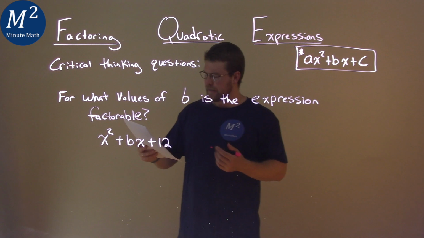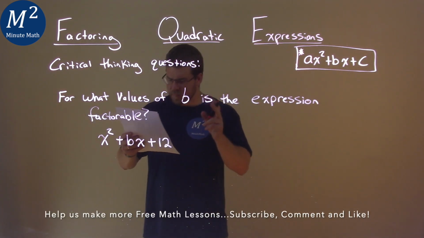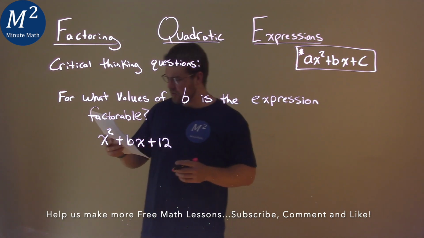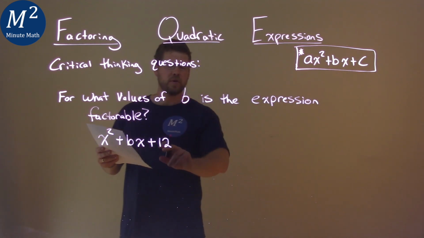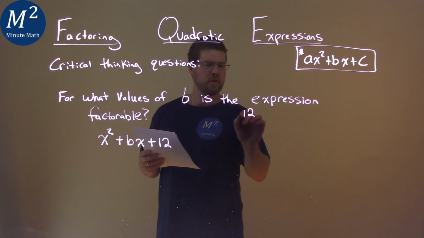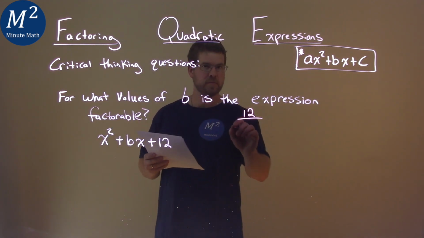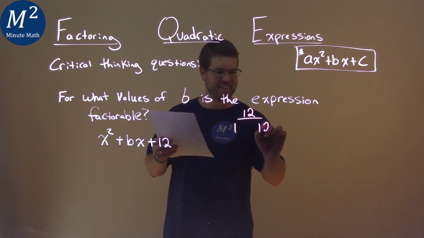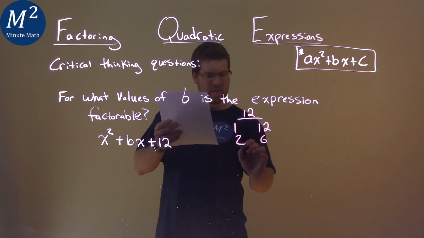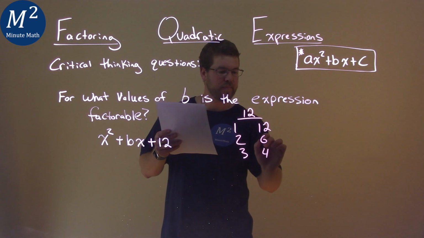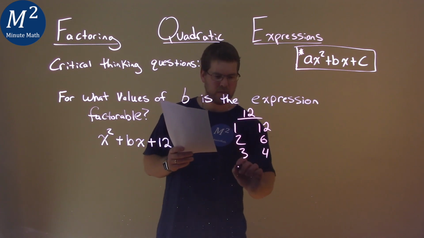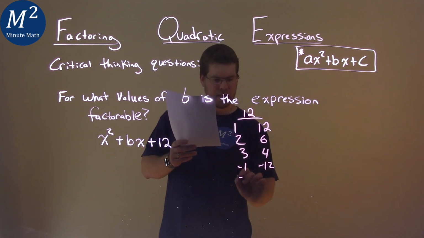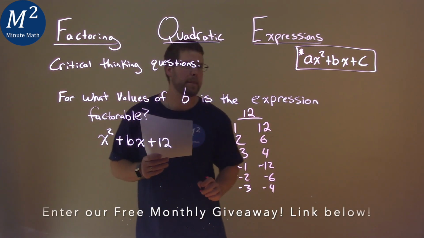We're given this problem right here. For what values of b is the expression factorable? And we have the expression x squared plus bx plus 12. Well, we first want to start with our c value, 12. What numbers multiply to be 12? That's 1 and 12, 2 and 6, and 3 and 4. But other pairs that multiply to be a positive 12 could be a negative 1 and negative 12, negative 2 and negative 6, and negative 3 and negative 4.